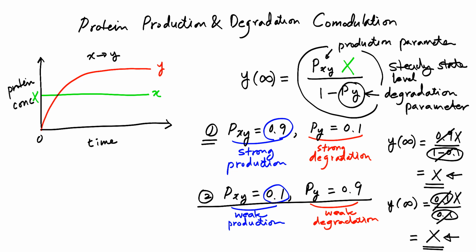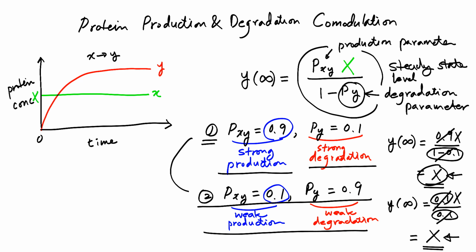So what does this mean? This means that when we have different sets of production and degradation going on, we can still achieve the same steady state level. In this case, for case 1, we have a strong production, so a lot of protein molecules are produced, but at the same time, a lot of protein molecules are degraded. So the final net protein amount or concentration that we get is this x. And in case 2, a small number of protein molecules are produced. However, a small number of protein molecules are also degraded. And we again have this large x.